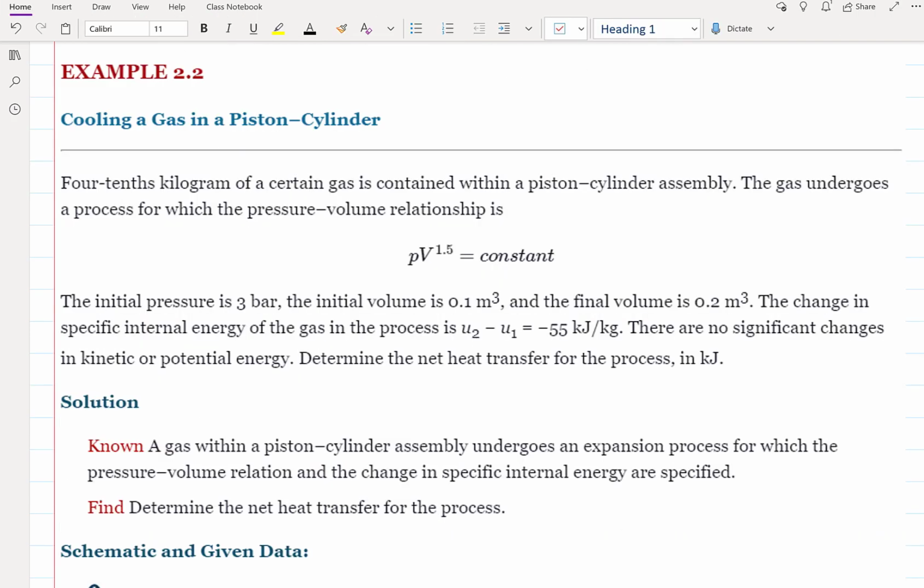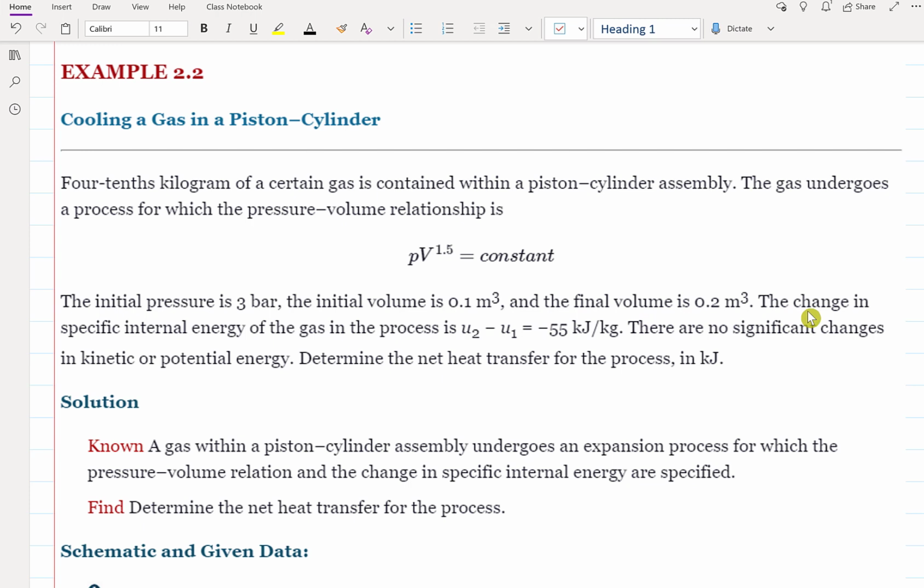This is an example in our textbook. 0.4 kilogram of a certain gas is contained within a piston cylinder assembly. The gas undergoes a process for which the pressure-volume relationship is pressure times volume to the 1.5 is constant. This is a polytropic process. Initial pressure is 3 bar. Initial volume is 0.1 cubic meter. Final volume is 0.2 cubic meter.